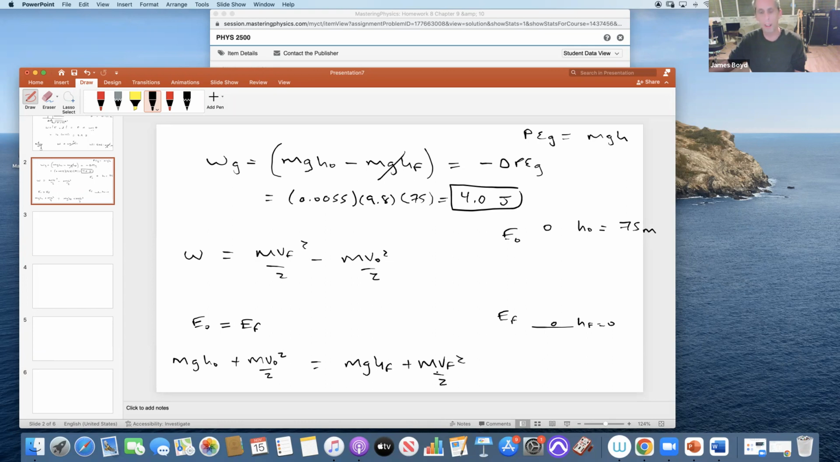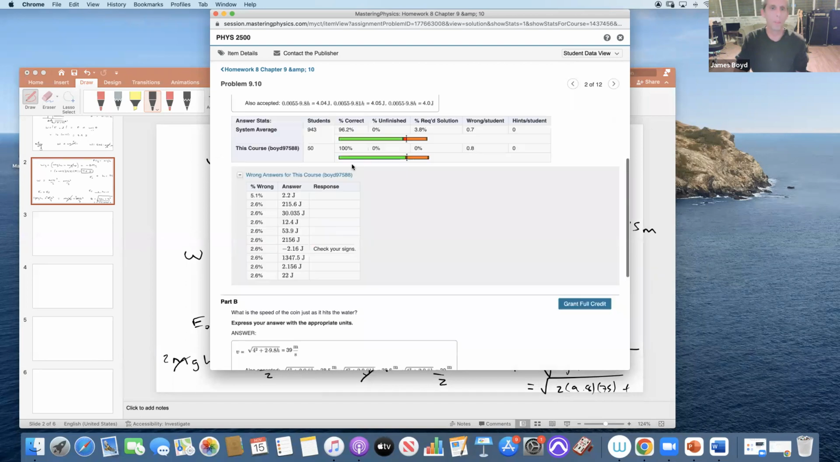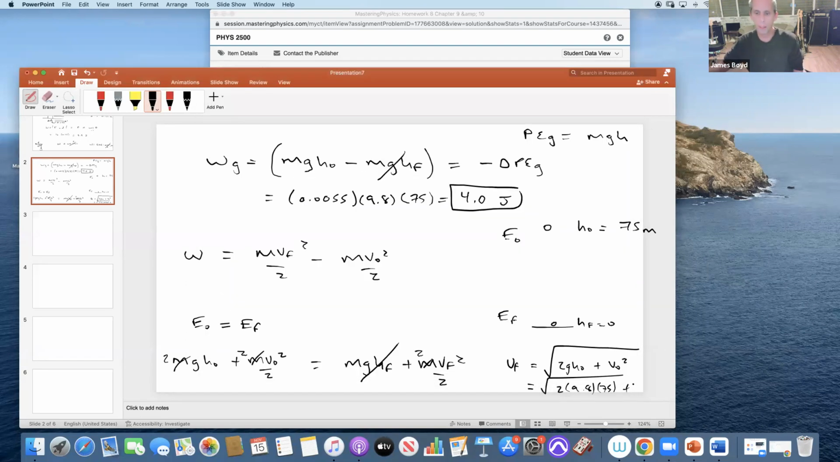We've done this enough times. Since h final is 0, v initial was not 0, however. Let's cancel all the m's, and then we'll multiply through by 2. And what we get is v final is equal to the square root of 2gh initial plus v initial squared. Now this is 2 times 9.8 times 75 plus, I think it said it was 4. I don't remember. Yeah, 4 meters per second, squared for me.